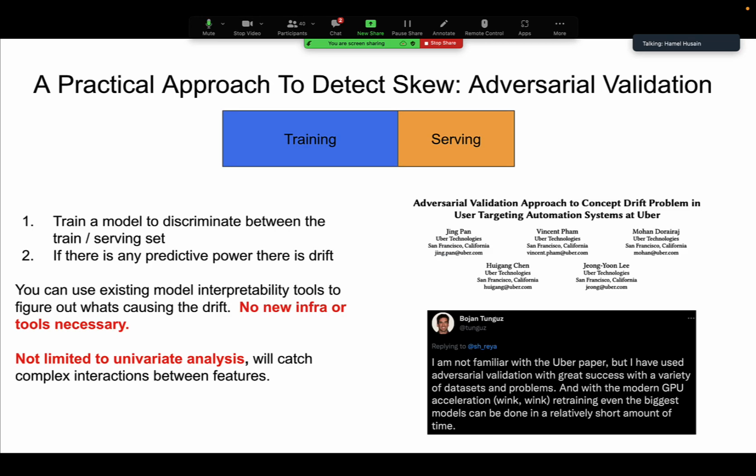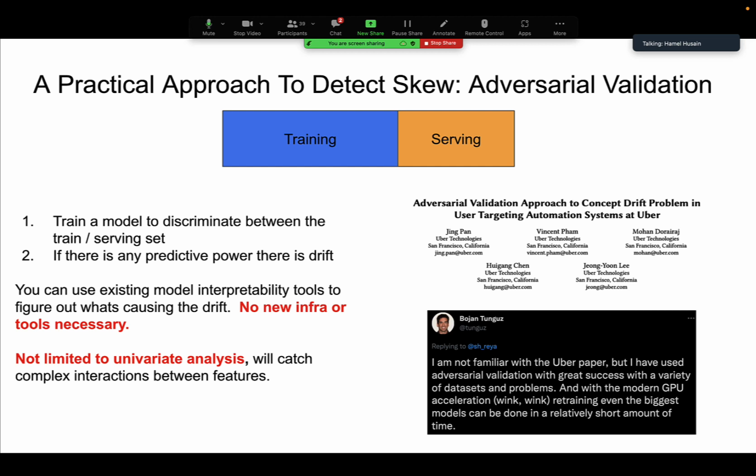Another thing that I want to mention is skew detection. There are more practical approaches to skew detection that can be just as robust or even more robust. There's something called adversarial validation. That's when you train a model to discriminate between your data partitions, so let's say training and serving set, and if the model has any predictive power at all, you know that is indicative of drift or skew.